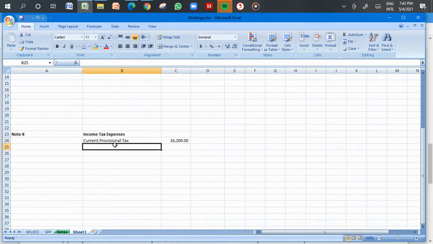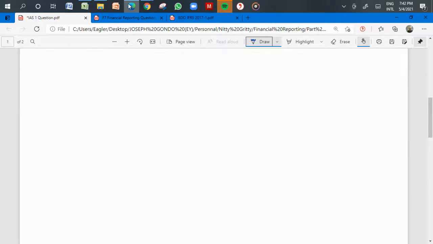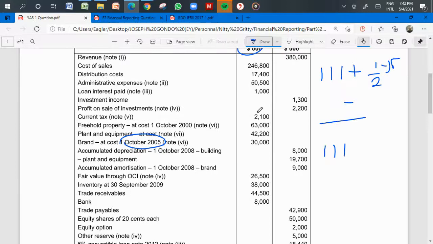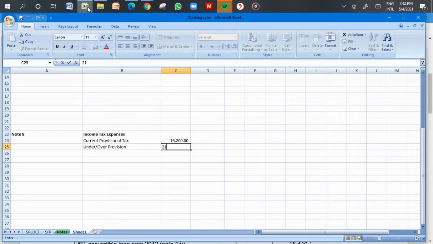Then you say we are adding under or over provision. This one we calculated. I showed you how you determine whether this amount in the trial balance was an over or under absorption, and we concluded that it was actually an under absorption. It's 2.1 thousand. So it's used to increase our current tax for this year, our income tax.